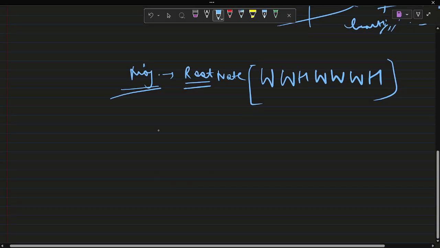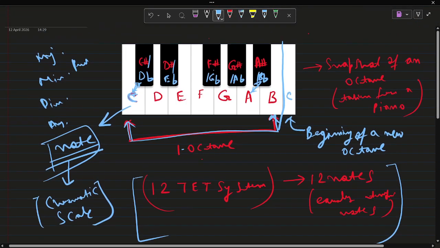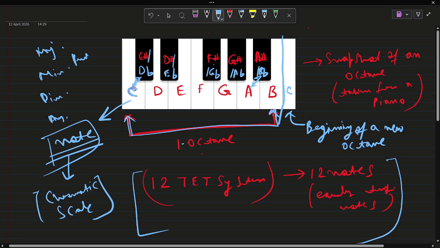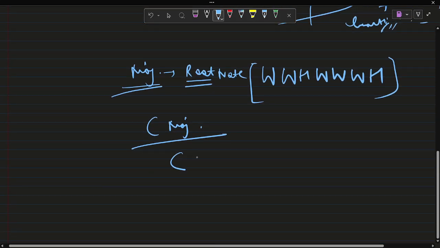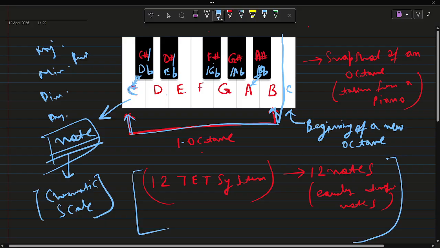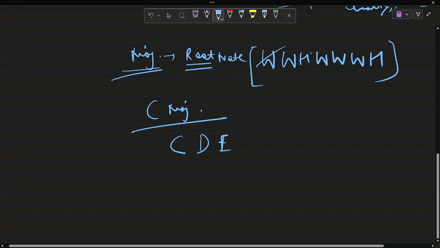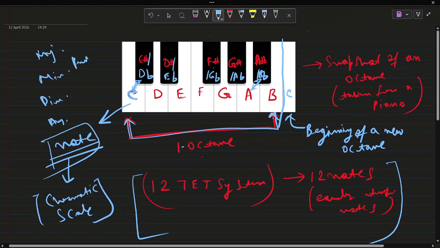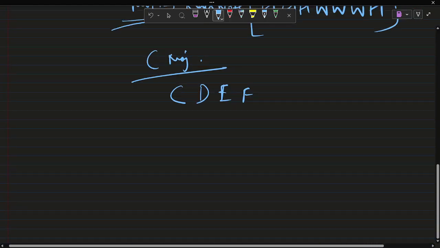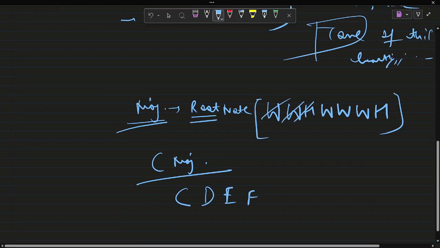Okay, let's take the example of C major. Here C should be the root note. So from C, according to the formula, if we go a whole step, we get D. Whole step is completed. From D, if we go a whole step, we get E. From E, if we go a half step, we get F. From F, we need to go a whole step, that is G.